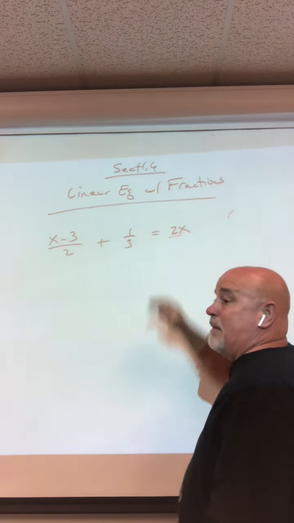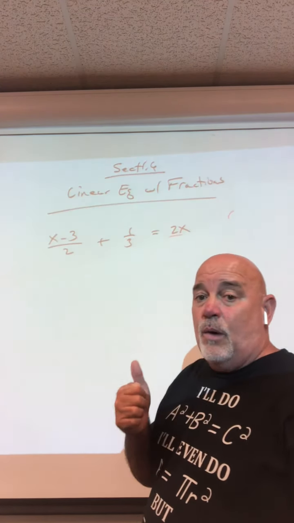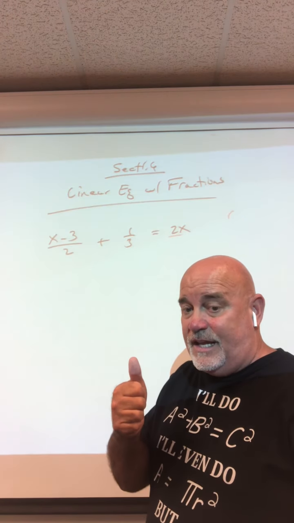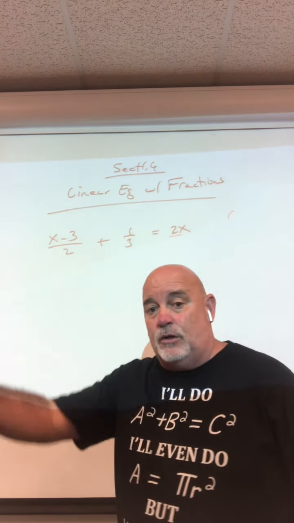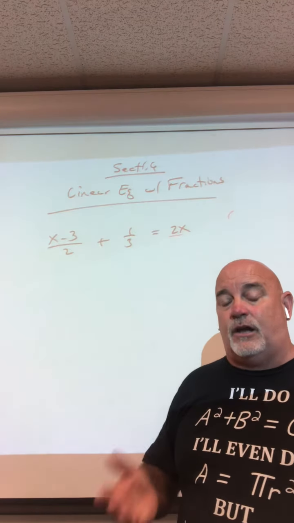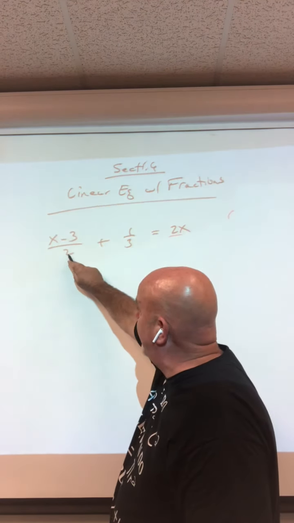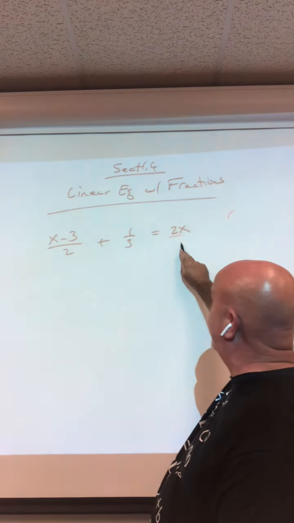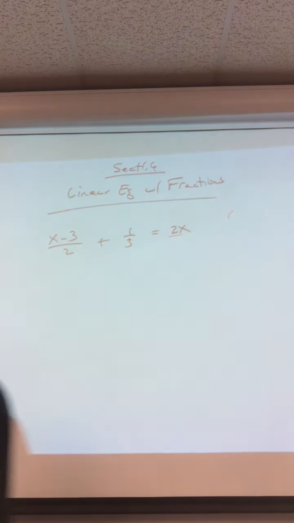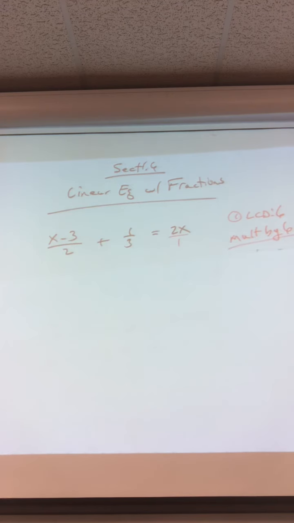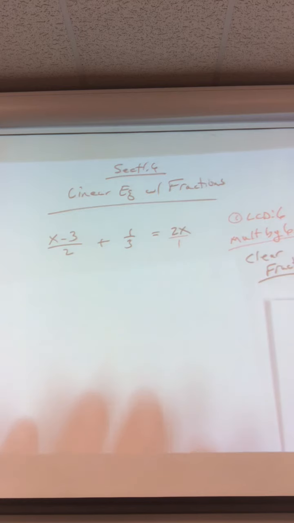All right, now let me remind you of how we solved these. What we did was we found the LCD, and then we multiplied through by the LCD to clear the fractions. So, for instance, in this problem right here, you got a denominator 2, denominator 3, denominator understood 1. That denominator over there is 1. You don't have to write this down. The LCD here is 6. And so what we said we were going to do is multiply through by 6 to clear the fractions.